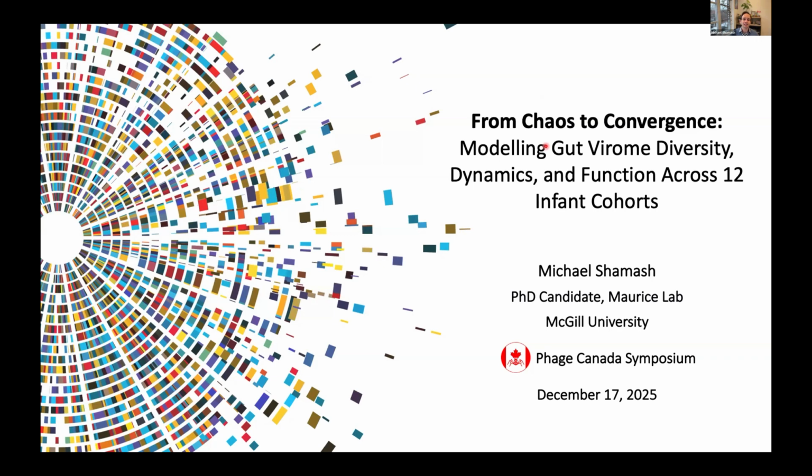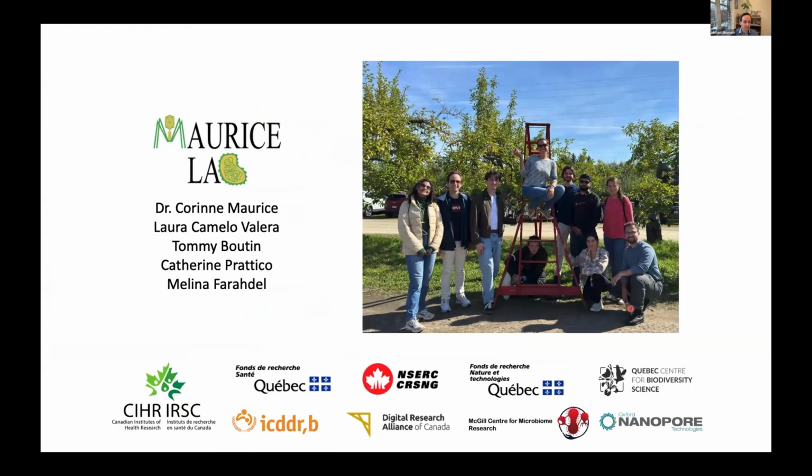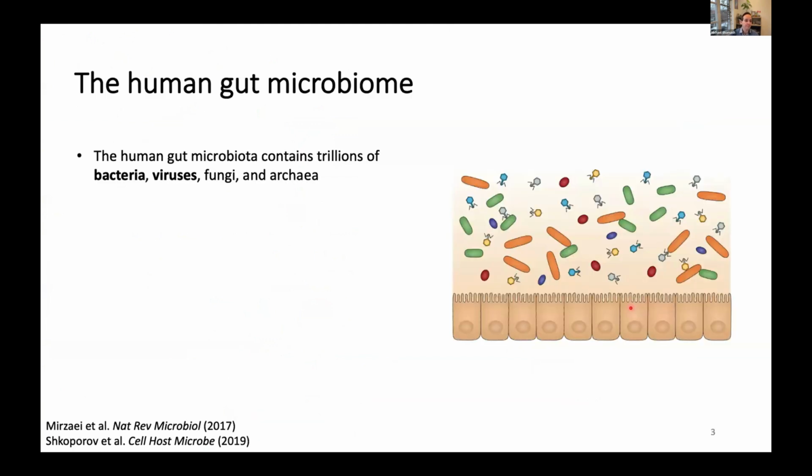I'm a final year PhD candidate in the lab of Corinne Maurice at McGill, and today I'll be presenting some of the work I've been doing over the past year or so, where I'm modeling gut virome diversity, dynamics, and function across 12 infant cohorts. And I'll just begin by acknowledging my lab and funding sources, and with that, we can jump right in.